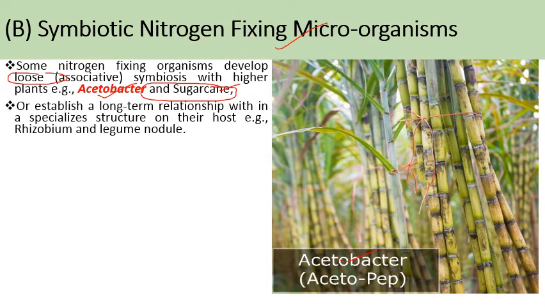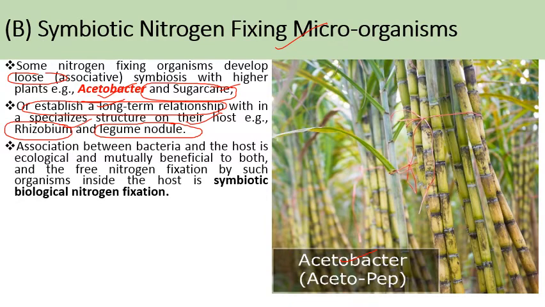और establish a long term relationship with a specialized structure on their host. और इसमें जो बेस्ट एग्जांपल है हमारे पास, that is the root nodules of leguminous plants, और एसोसिएशन होती है इसमें राइजोबियम की. The association between bacteria and the host is ecological and mutually beneficial to both the partners, and the free nitrogen fixation by such organism inside the host is symbiotic nitrogen fixation. और इस तरह की जो फिक्सेशन है नाइट्रोजन की उसे कहते हैं symbiotic biological nitrogen fixation.